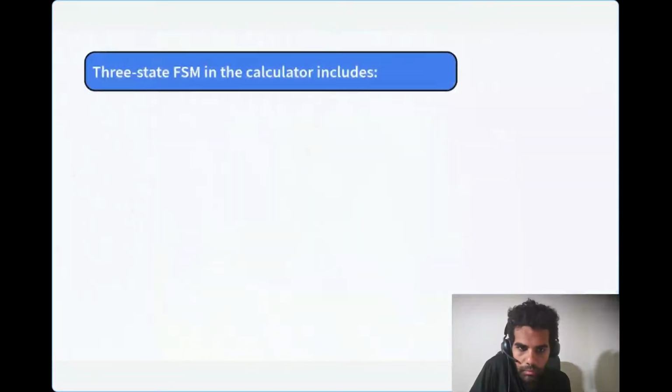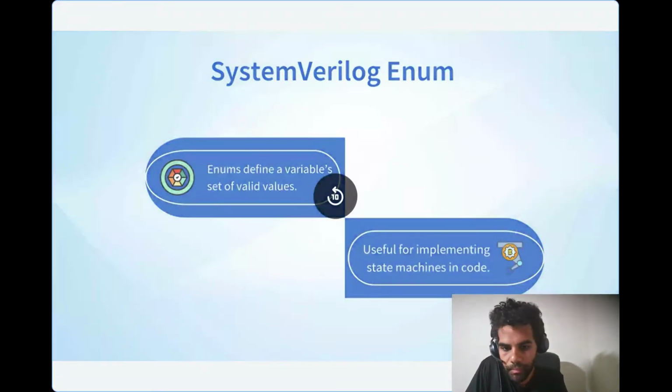For example, in our calculator, we can decide to define a simple finite state machine with 3 states in our code.